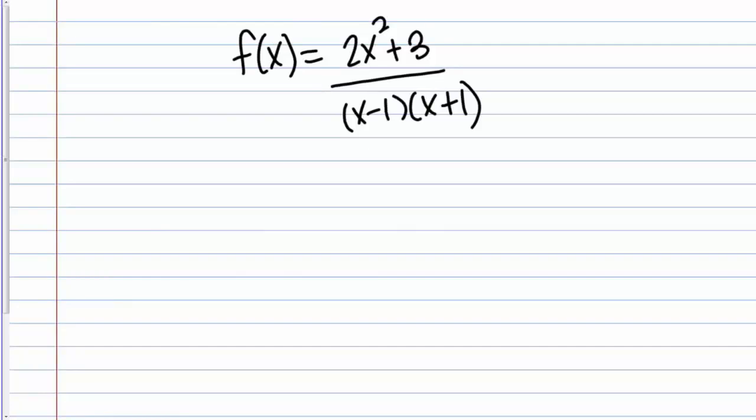Throughout this entire lesson, we're going to be working on graphing a function by hand. And we're going to be working on the same function the whole time. So this is the function we're going to graph: f of x equals 2x squared plus 3 divided by the quantity x minus 1 over x plus 1.